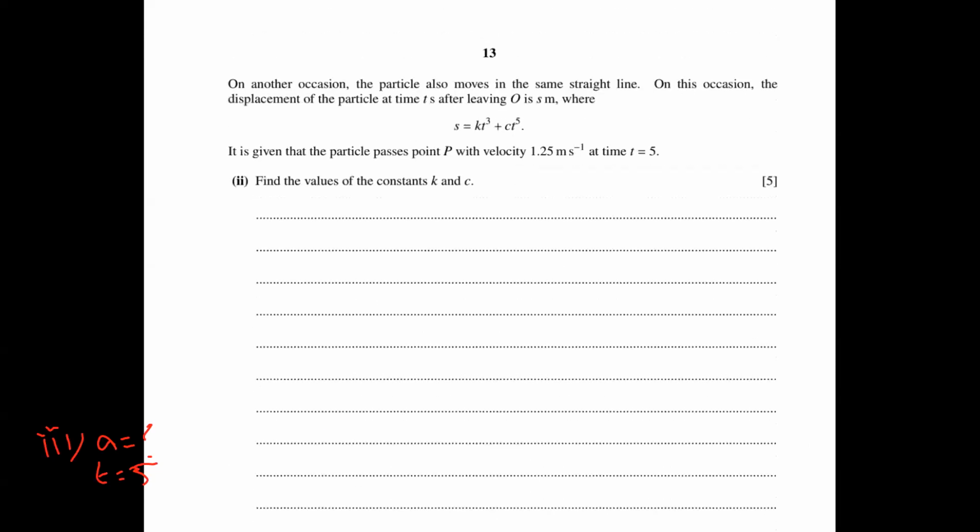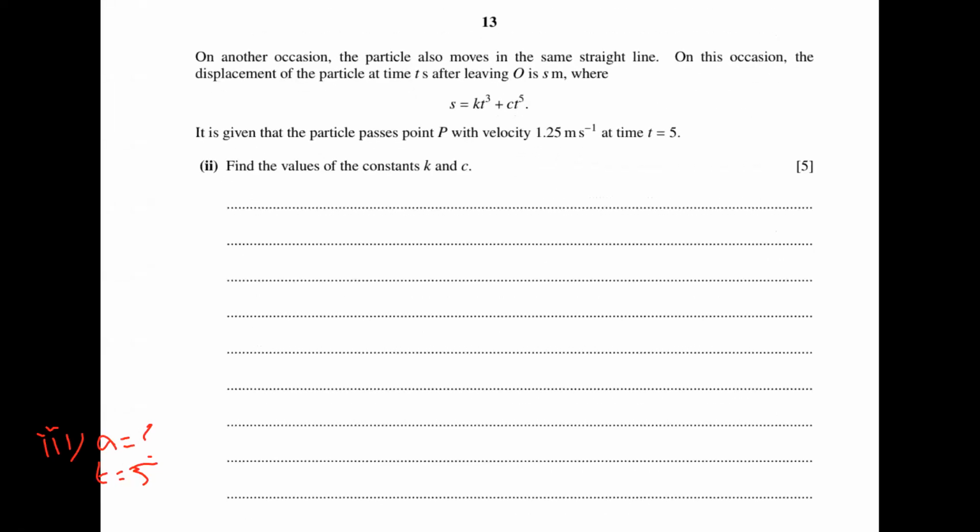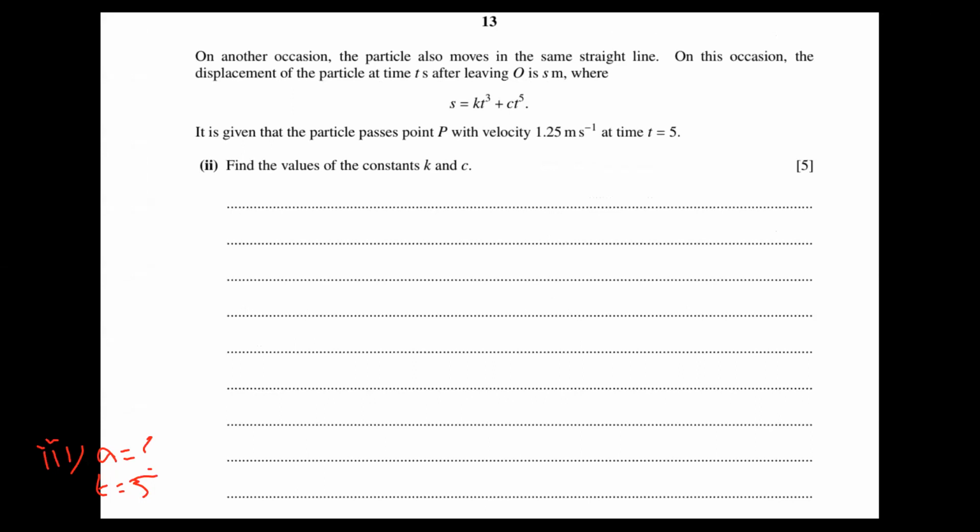Acceleration we have to find in part number 3 when time is 5. So this I will write separately. Now my full attention is here. Let's complete. On another occasion, the particle also moves in the same straight line. It means second time, this is the next condition. On this occasion, the displacement of the particle is S meters. It means the distance from O to P remains the same, which we got as 6.25 on the previous page.